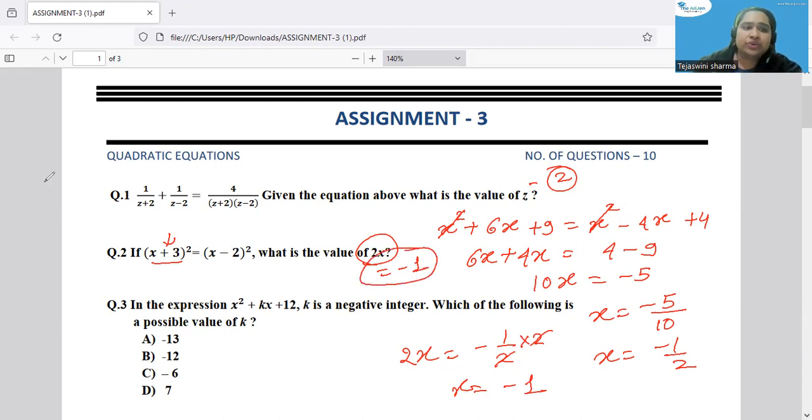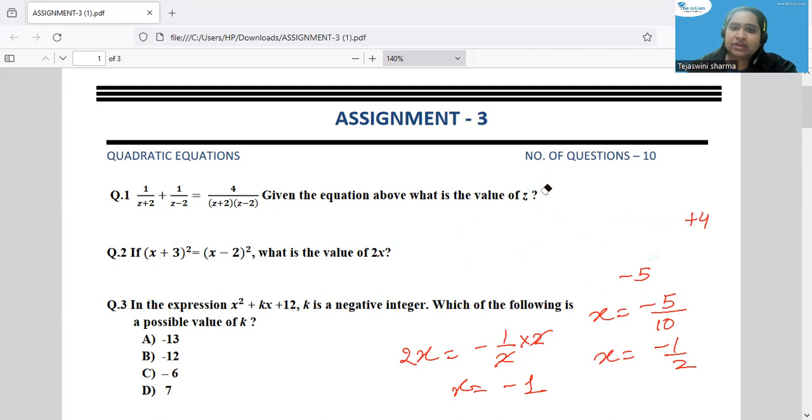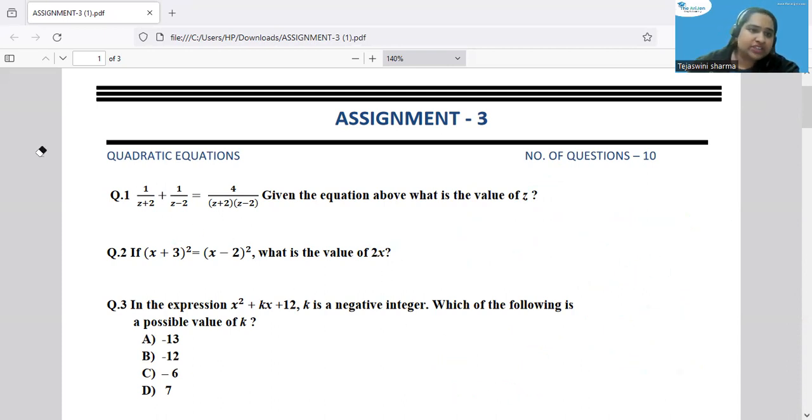You can cross check your answer, and if not, you can pause the video, write the solution and practice it again once for clarity. Now let us move to the next question, which is question number 3.